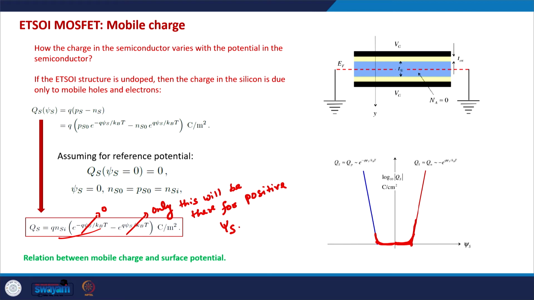If we compare this to the Qs versus psi s relationship for the conventional MOSFET, in that case, in addition to Qn, we also have Qd. So we have this kind of relationship there, and on this side we have this kind of relationship. So this is somewhat different than the conventional MOSFETs.